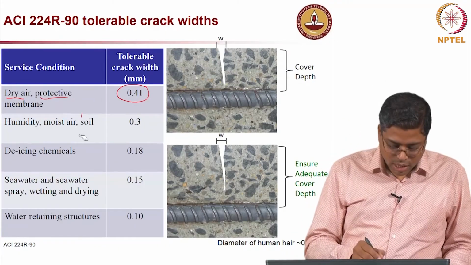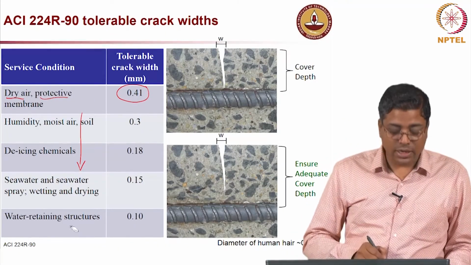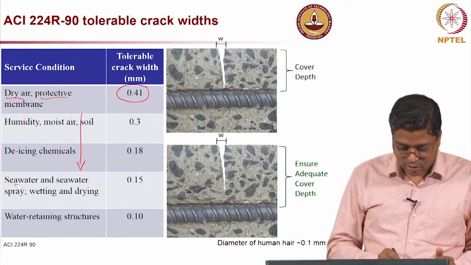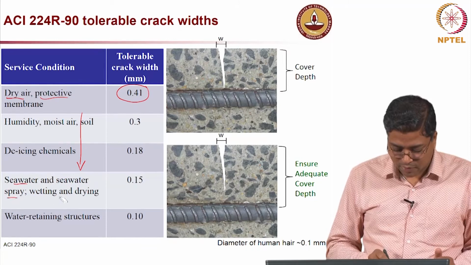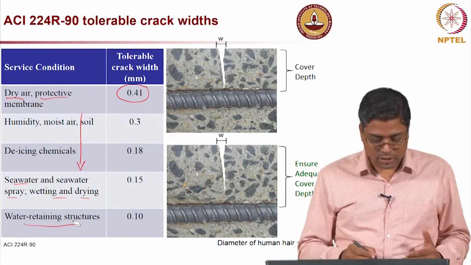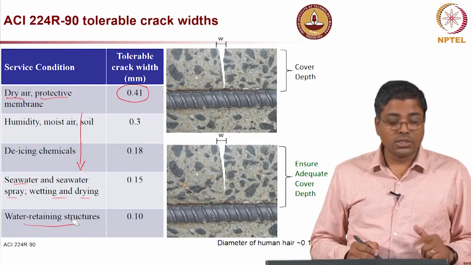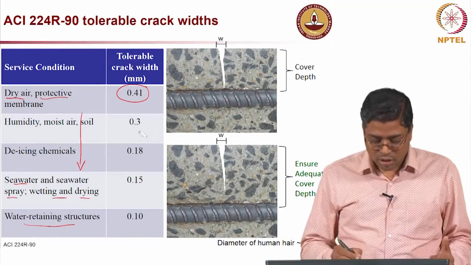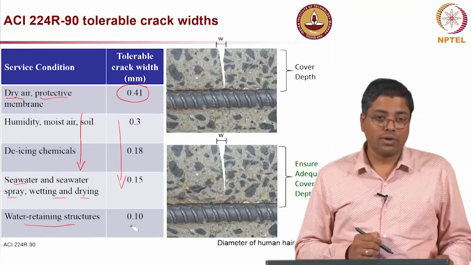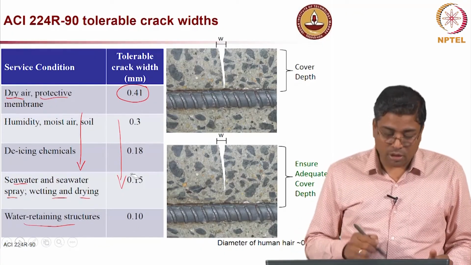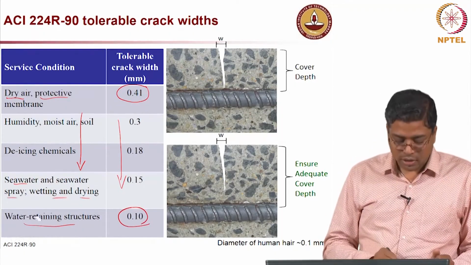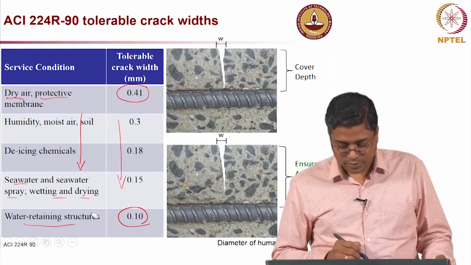and as you go down on the left side you will see that the condition is more and more severe or more corrosive in nature. Here you have seawater spray, wetting and drying, and continuous exposure to water, water retaining structures. So, as you go down the severity of the condition is more. So, we try to reduce the allowable or tolerable crack width, and it goes all the way up to 0.1 when you talk about water retaining structures.